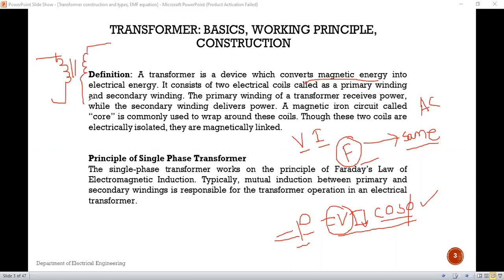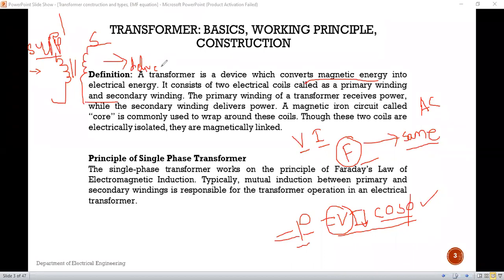Okay, there are two coils. One is called a primary coil, the second one is called a secondary coil. Now the transformer has two windings, one primary winding, one secondary winding. The primary winding will receive the power from the supply end, and the secondary winding will deliver the power to the load side. Power is delivered where? To the load. That means the load is attached to the secondary side, and the power is fed to the primary side.